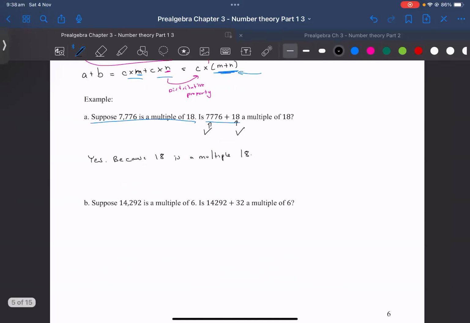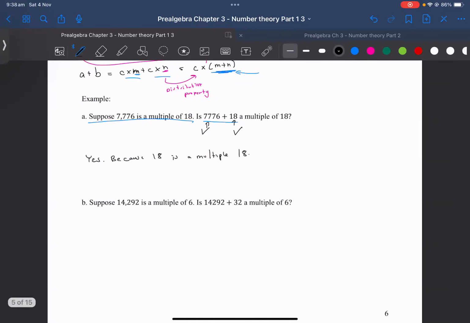So if you go to B, now we have a new one. So again, if it's yes, give a reason why. And if it's no, also give a reason why. So it's been given to you that 14,292 is a multiple of 6. Now if I do 14,292, which is a multiple of 6, we already know that, plus 32, is that a multiple of 6 now?